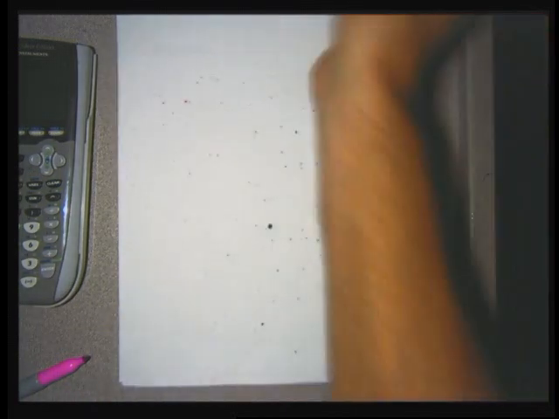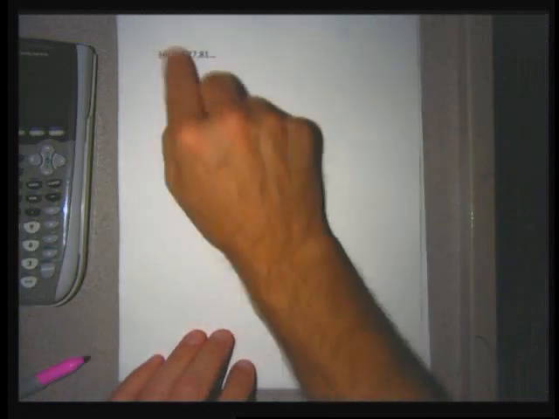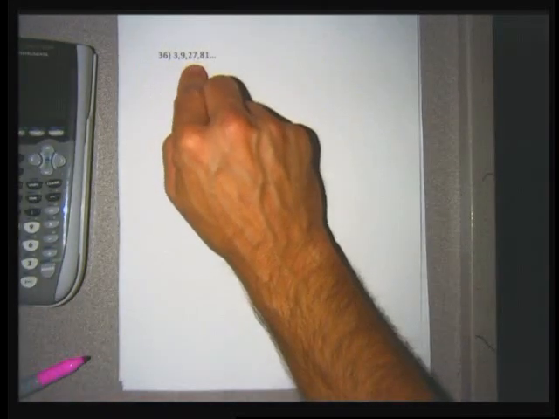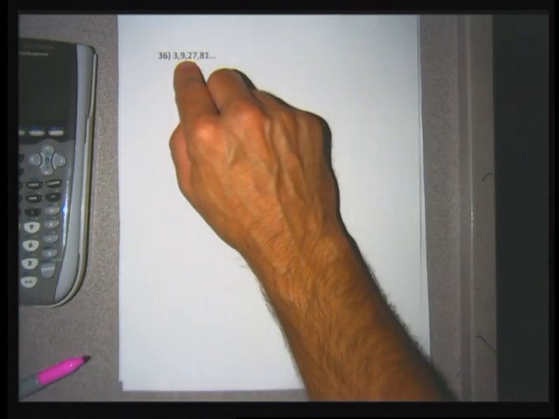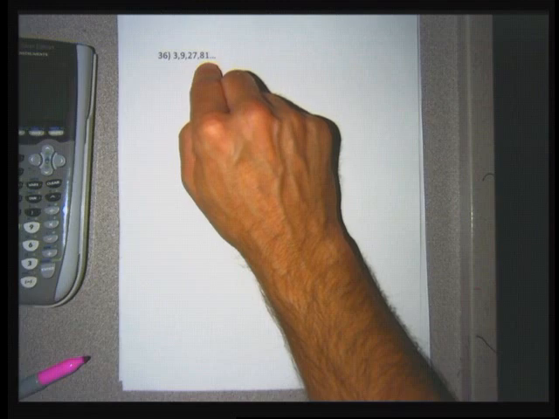In 36, I'm no longer adding, because if I look at 36, to get from 3 to 9, I have to add 6. To get from 9 to 27, I have to add 18. So it's not an additive list. This is a multiplicative list, because to get from 3 to 9, I multiply by 3. 9 times 3 is 27. 27 times 3 is 81.